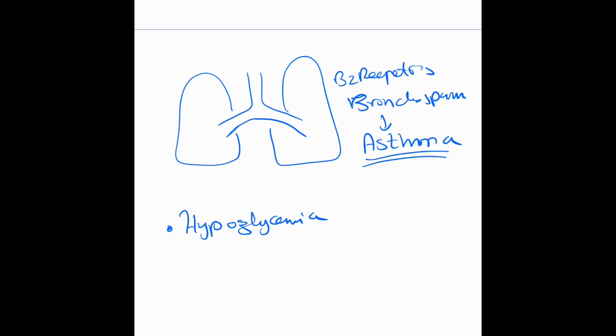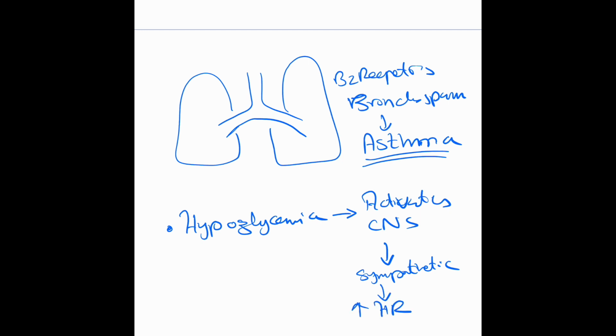Because normally when you have hypoglycemia, it activates the CNS to activate the sympathetic system to make you aware that something is going wrong. It does so by increasing the heart rate and causing diaphoresis, to give you a sign that something is going wrong. With beta blockers, this effect is masked, causing hypoglycemic unawareness. So this is one of the things that you need to be aware of.